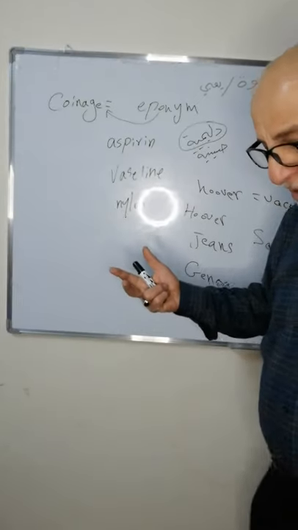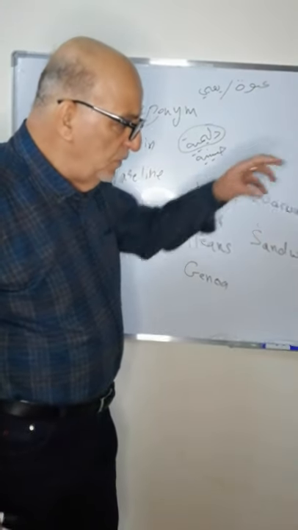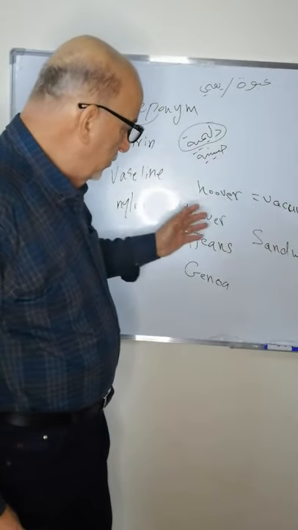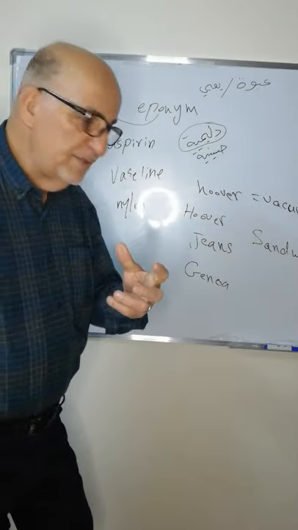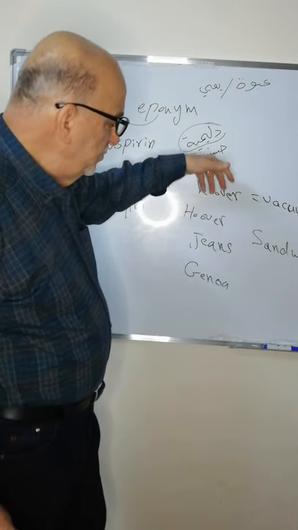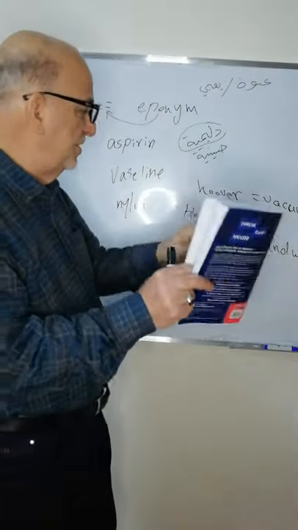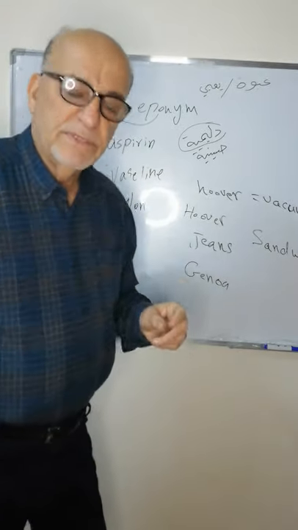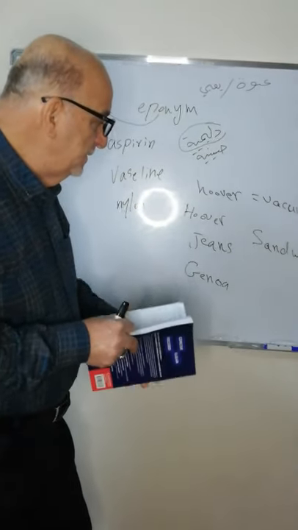Hoover is the name of a person. They know it. Also, Sandwich is a word, but when they use it with names of food, or with cloth, we call it eponym. Why eponym? Eponym is a subdivision under coinage. But this is based on what? This is based on the names of places or the names of persons.